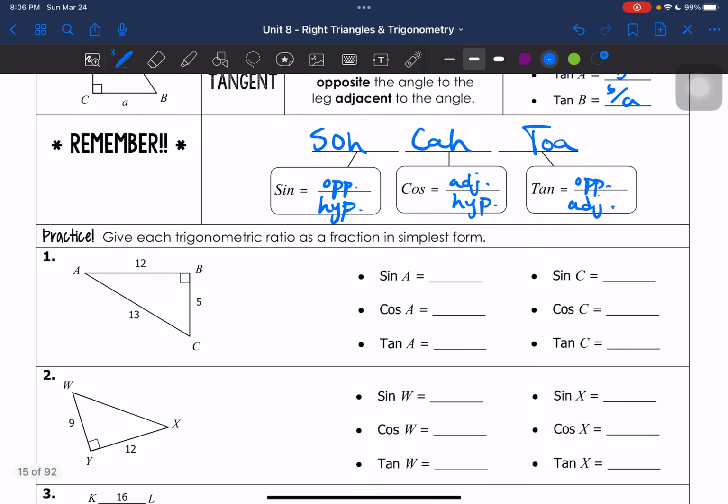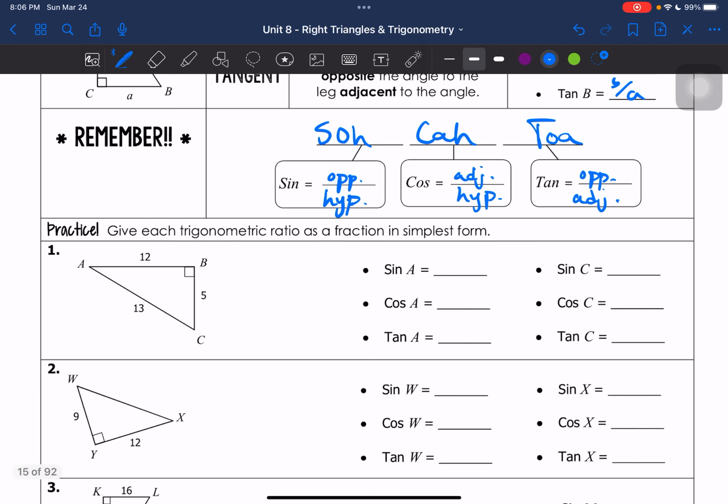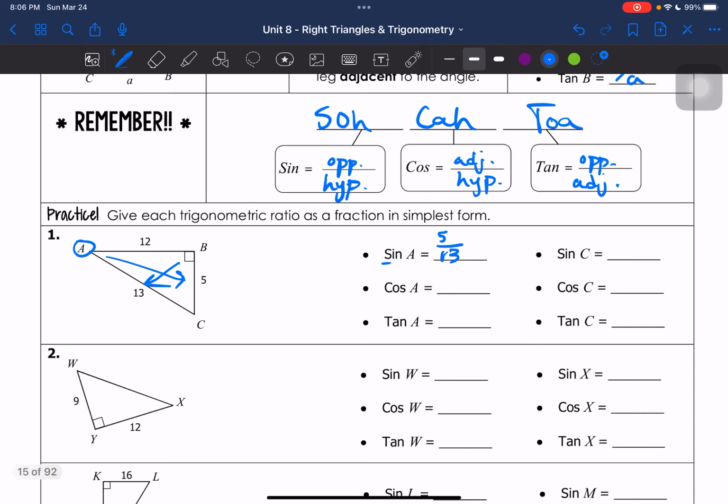So let's start to find trigonometric ratios, and we want to write them as fractions in simplest form. We're going to start by focusing on angle A, and let's find the sine of angle A. Since sine is opposite over hypotenuse, I'm going to pick the side that's opposite to it, so 5 over the hypotenuse, which is 13. So 5 over 13. If I could simplify that more, I would, but 5 over 13 is already in simplest form, so I don't need to simplify that.